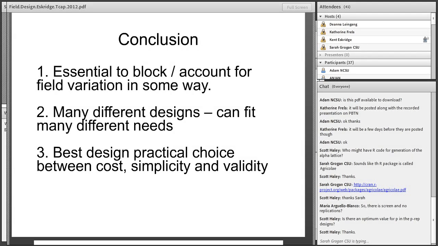Also, there are many different kinds of designs. Hopefully I gave you some ideas so that if you have a problem, you can at least see the literature and know where to go. And finally, the best choice of a design is a practical trade-off between cost, simplicity, and validity. I do have some references here you can look at. I didn't refer to all of them, but I thought that'd be a good group of references if you want to pursue this further.